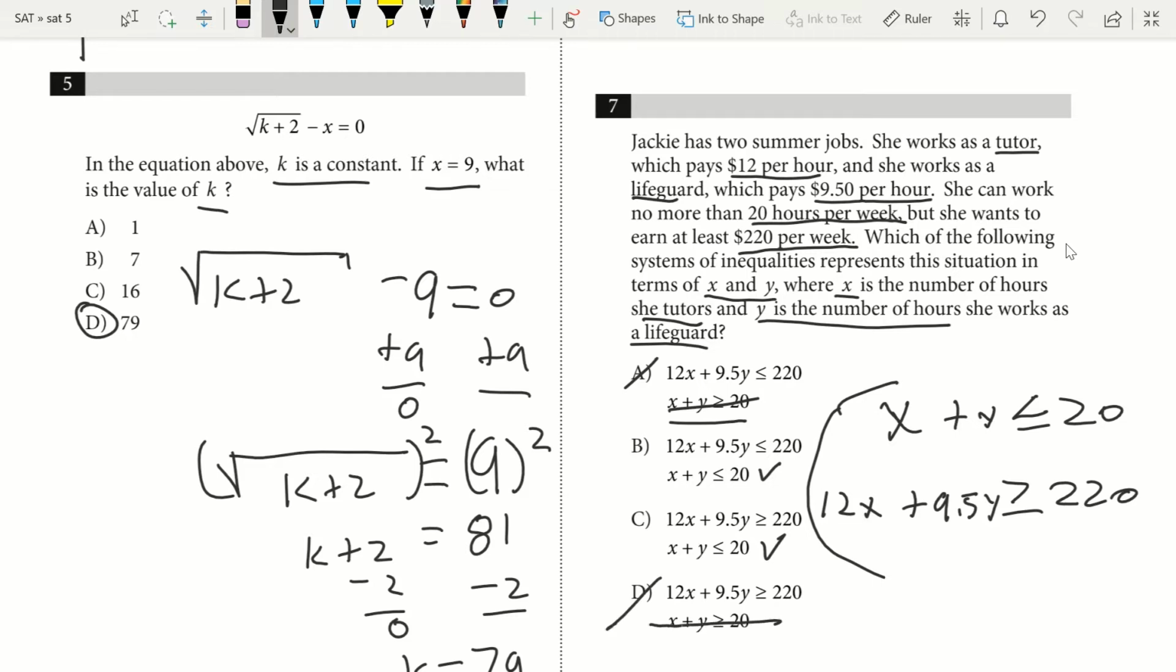Now we look at which first equation matches ours, right? So let's look at B. Well, B says 12x plus 9.5y must be less than 220. But we see in our equation, we have that it must be greater than 220. So we can go ahead and get rid of B, and we'll know that C is our answer.